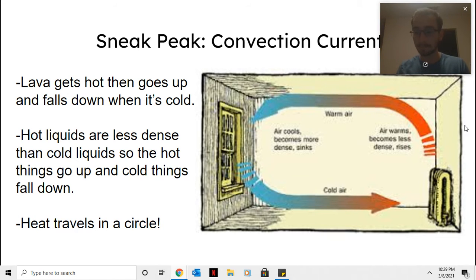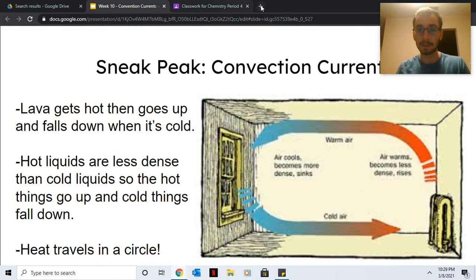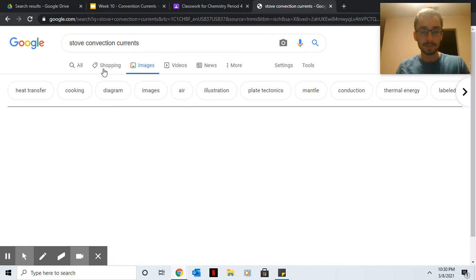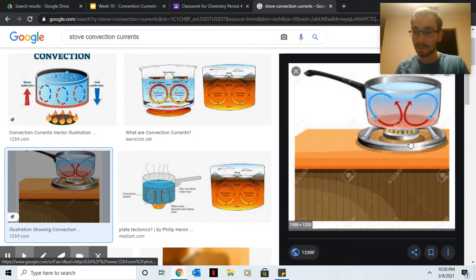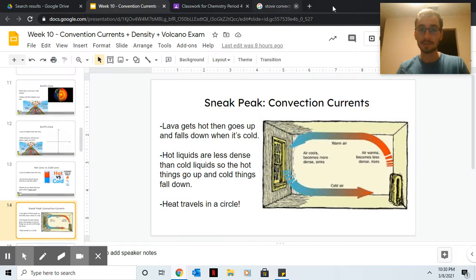It also works for cooking. So if you have food near your stove, if you look up stove convection currents, you can see the stove heats up the food at the bottom, and then when the air gets cold because it's no longer near the stove burner, it'll go back down to get hot again, and then it'll go up, and then when it gets cold, it'll go back down. That's how it works in the Earth too, and in your home, and when you cook.